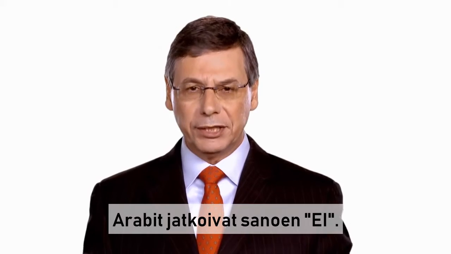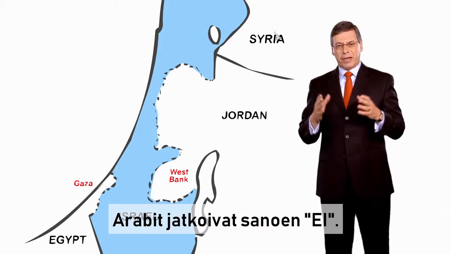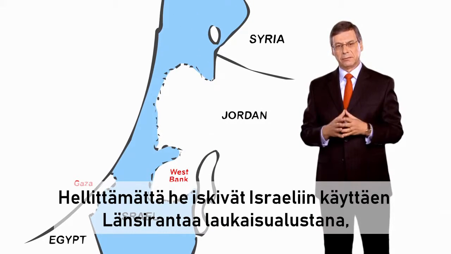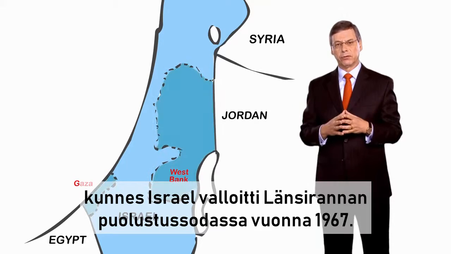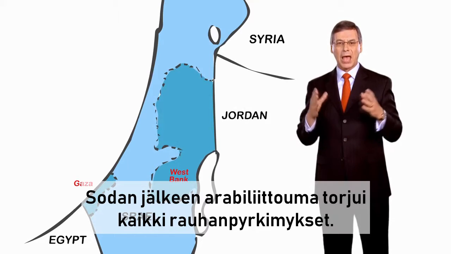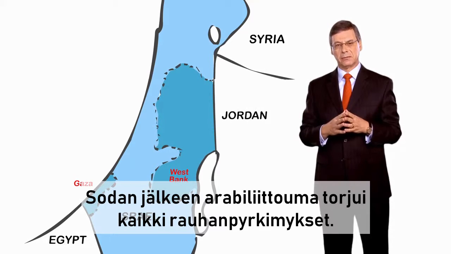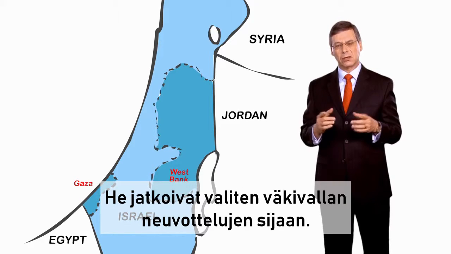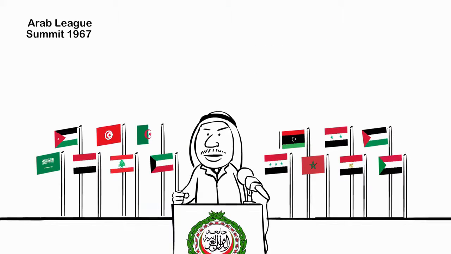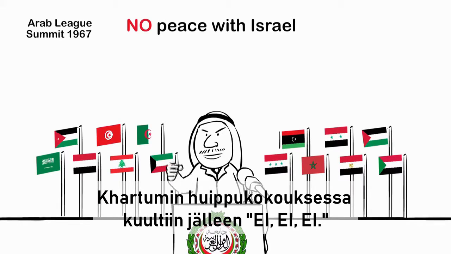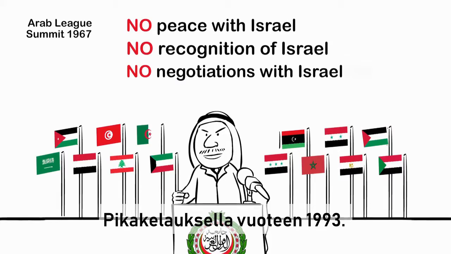The Arabs continued saying no. They attacked Israel relentlessly, using the West Bank as a launching pad, until Israel took it over in a war of self-defense in 1967. After the war, the Arab League rejected all attempts at peace. They continued to choose force over negotiation. And at a summit in the city of Khartoum, we again heard no, no, no.